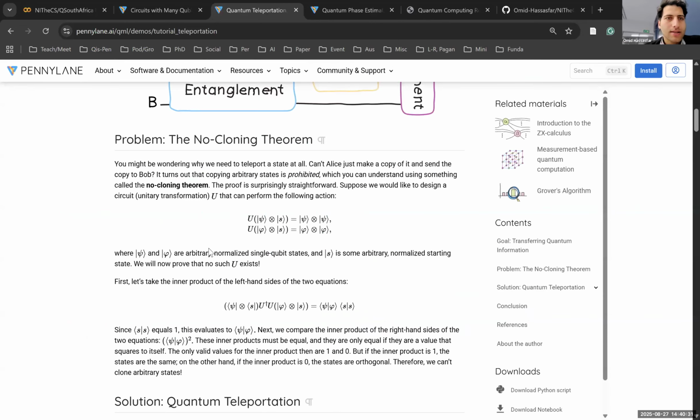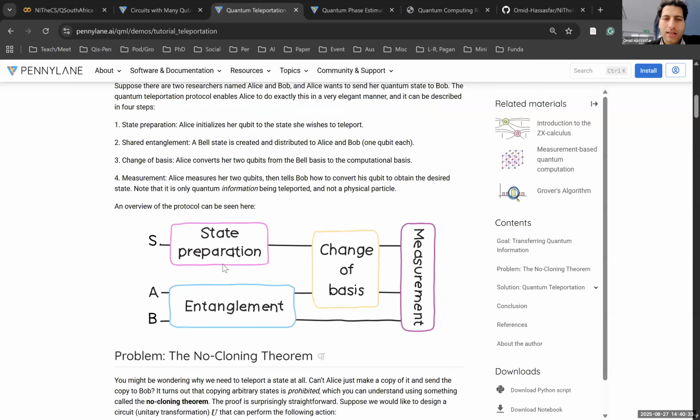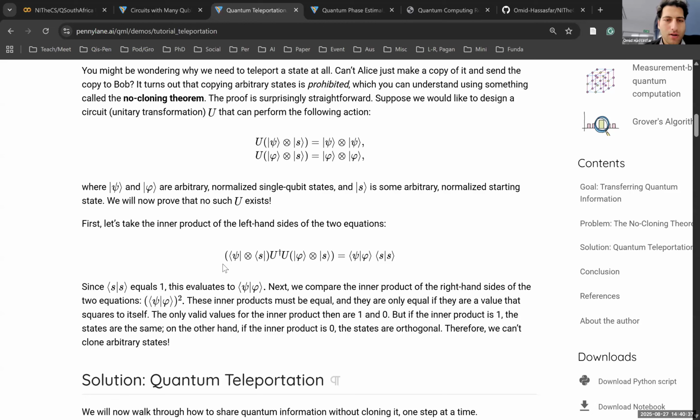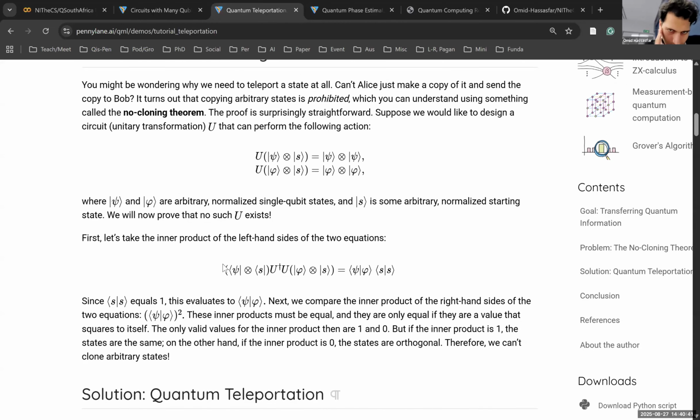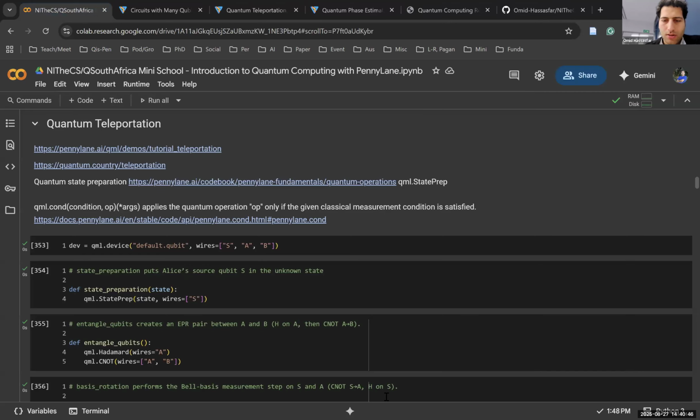Then you can check, this is the same tutorial, okay? You can check how to prove it, because it's very easy to prove this. That was one reason that I wanted to mention.